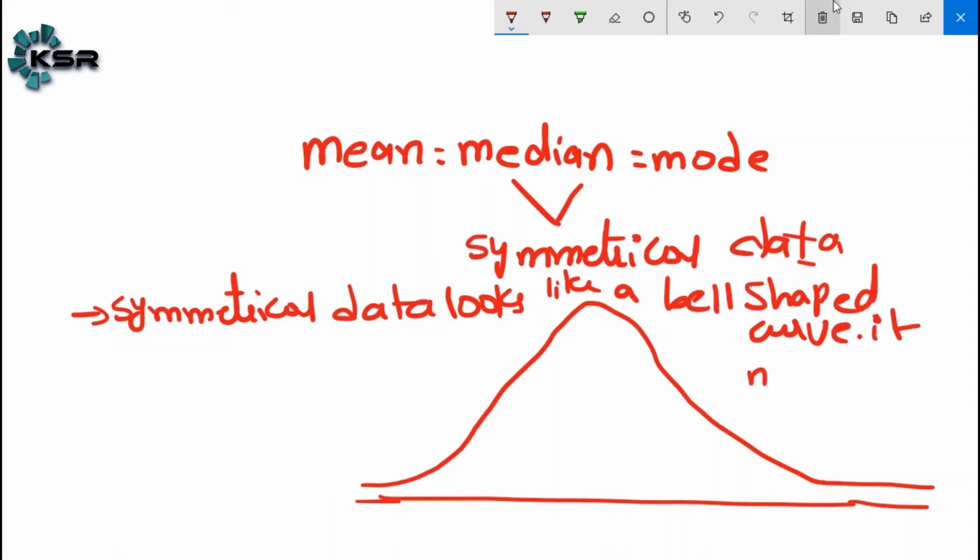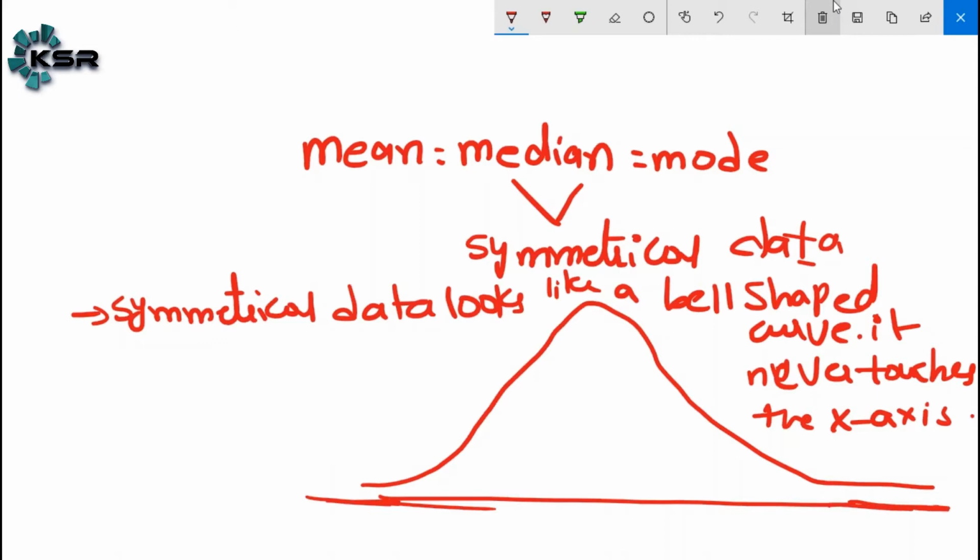It never touches the x-axis. Symmetrical data looks like a bell-shaped curve. This is the x-axis, the line at the bottom, and the curve never touches it. This is the bell-shaped curve, symmetrical around its mean. This is the mean value, mu, and the median as well as the mode.